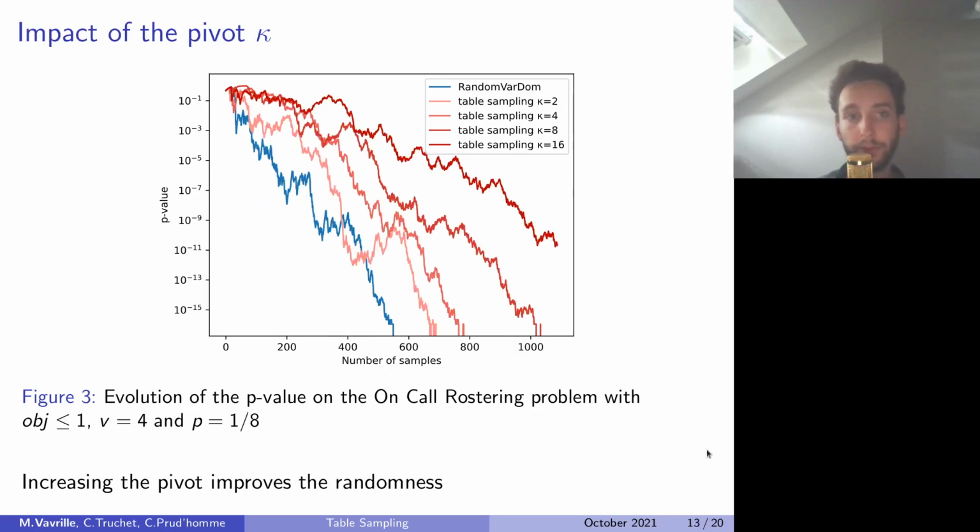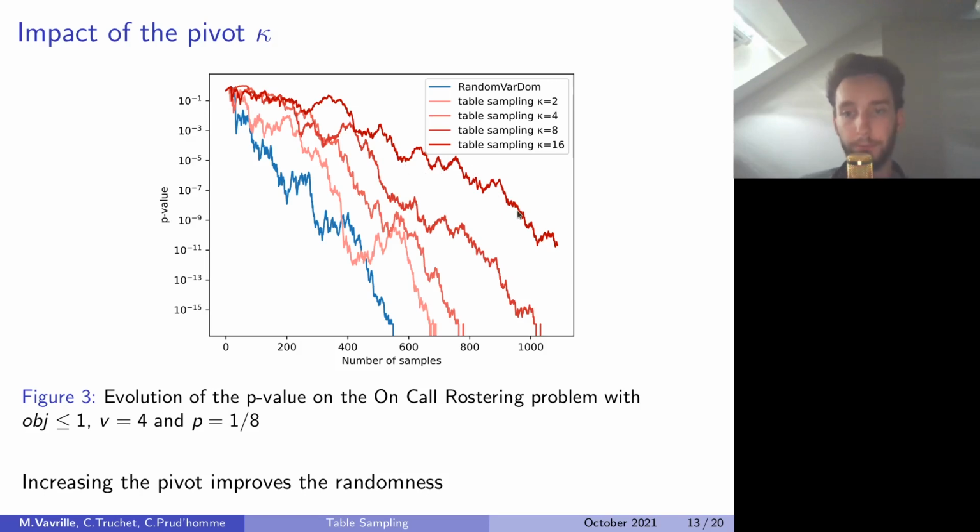Now we also want to see the impact of the pivot, kappa. So here I'm using the on-call rostering problem with the constraint that the objective is less than 1. Because it's an optimization problem, we turn it into a satisfaction problem. So here we see that first, random Vardom still has lower quality of randomness than my approach, and when increasing the pivot, the value kappa, we are improving the randomness.